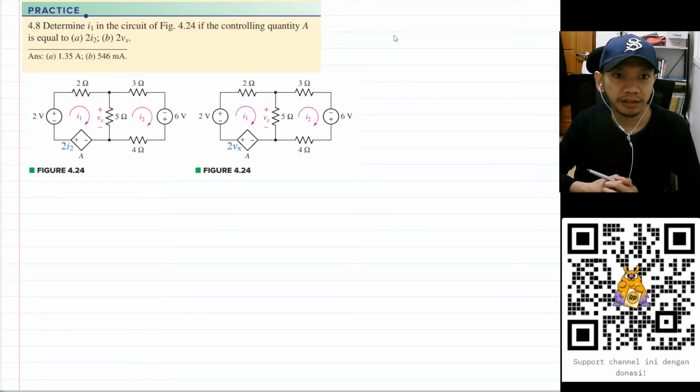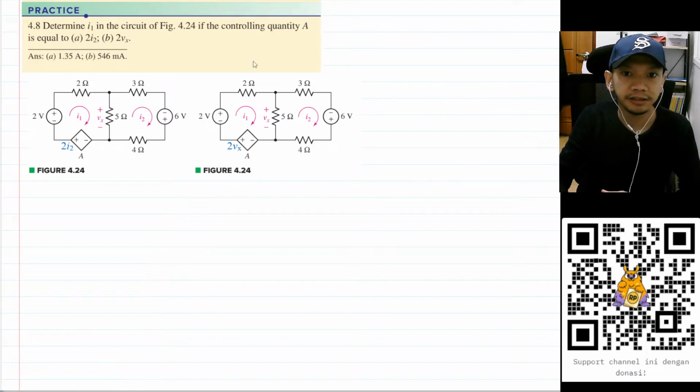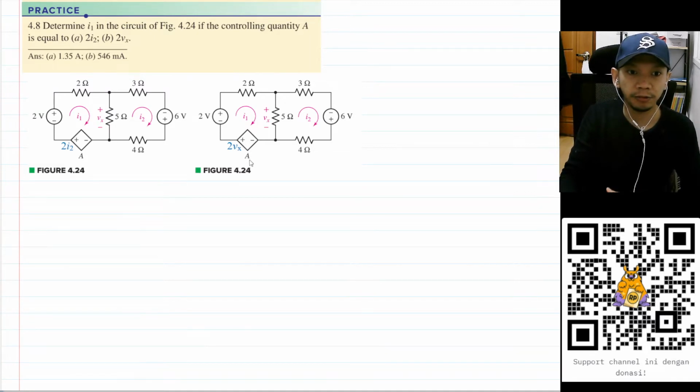Determine I1 in the circuit of figure 4.24 if the controlling quantity of A is equal to 2I2 in problem A and then 2Vx in problem B. Okay, we have two circuits here that are nearly identical. The only difference is the value of this dependent voltage source A. So maybe we should start with I2 because they are the same in both circuits, right?